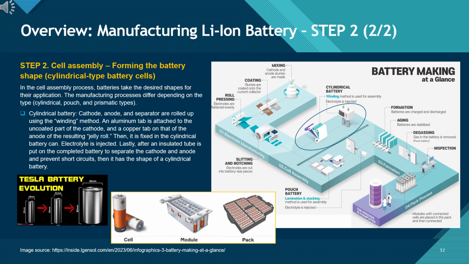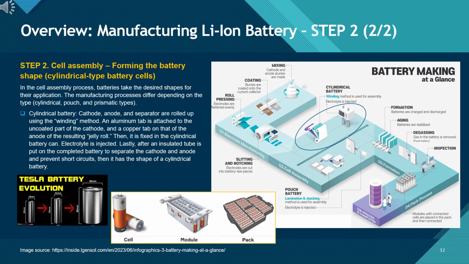Overview: Manufacturing Li-ion battery. Step 2, 2/2 cell assembly, cylindrical type cells. This slide introduces how cylindrical cells are assembled, which differs from the winding method used in pouch cells. In this approach, the cathode, anode, and separator are rolled together into a tightly wound jelly roll, which is then inserted into a metal can.